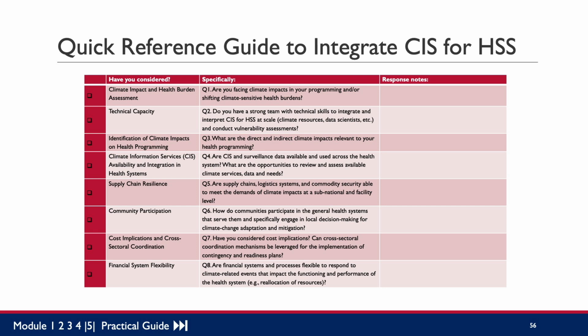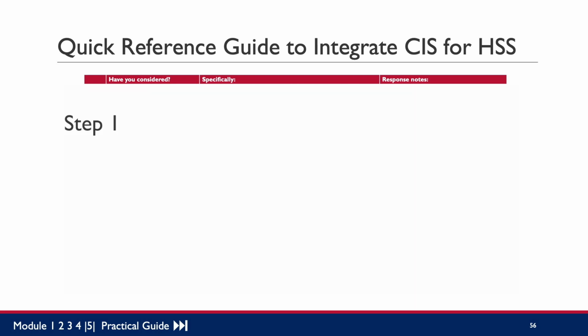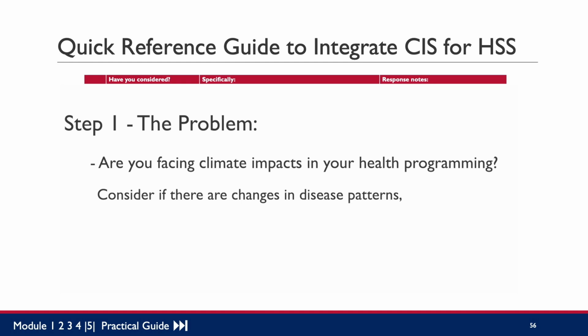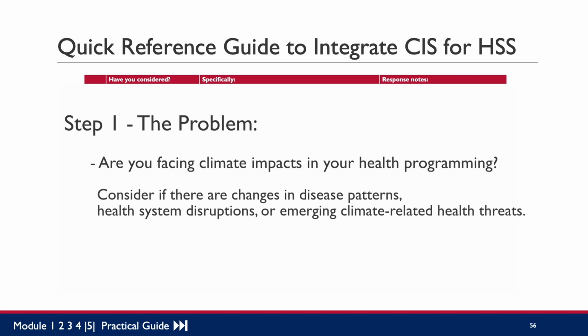This reference guide provides a framework to help you determine if and how to integrate climate information services into your health system strengthening programs. Let's walk through the key considerations. Step 1. The problem. Are you facing climate impacts in your health programming? Consider if there are changes in disease patterns, health system disruptions, or emerging climate-related health threats.